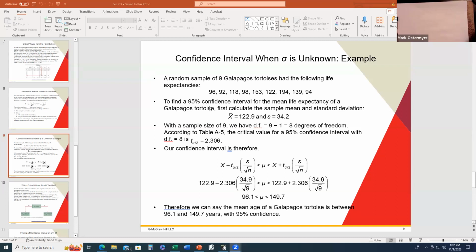Now, suppose we want to build a 95% confidence interval for the average lifetime of all of our Galapagos tortoises, which could number in the hundreds of thousands or even millions, by using this sample result. Well, first of all, we're going to need the sample mean, X bar, computed by adding up all these observations and dividing by the number. And we're going to need the sample standard deviation, because we do not know the population standard deviation life expectancy for these turtles.